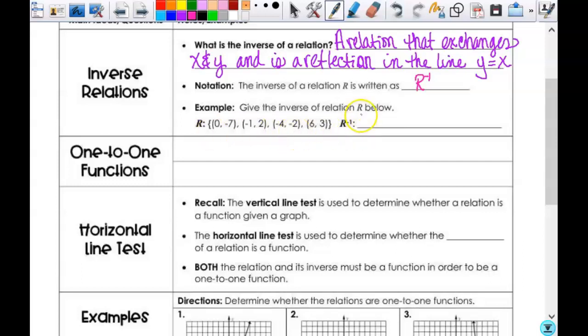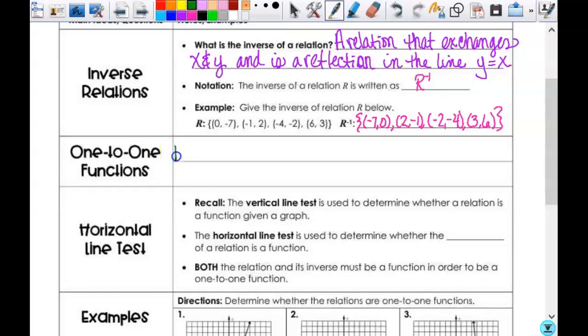The inverse is just going to be, we exchange x and y, so -7, 0, then 2, -1, then -2, -4, then 3, 6, and that would be your inverse. We exchange x and y. Okay, so now let's talk about one-to-one functions, because this is what we really focus on.